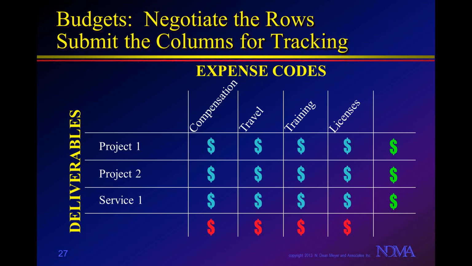Now clients are going to perceive the value. In fact, clients will step forward and start defending their projects and their services. Yes, clients will automatically step forward and start defending the IT budget when you submit a budget for the rows, not just the columns. Sure, we can always total the columns, but you want to cut travel costs? Well, here's a project that has a lot of travel on it. Shall we kill that one?